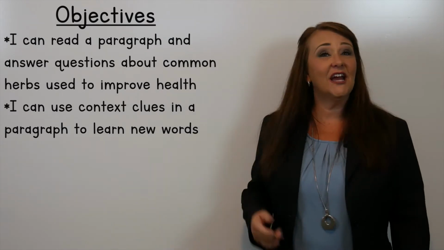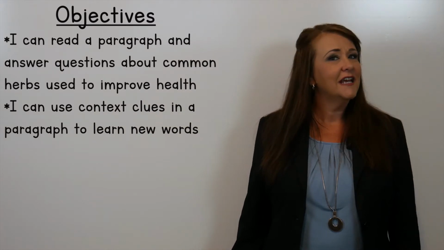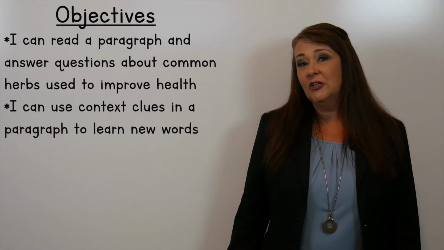The second objective says, I can use context clues in a paragraph to learn new words. We talk a lot in Kim's class about using context clues, which are the words that are around words we don't understand, instead of looking them up in a translator. We've had lots of practice with that, and we're going to have even more today.